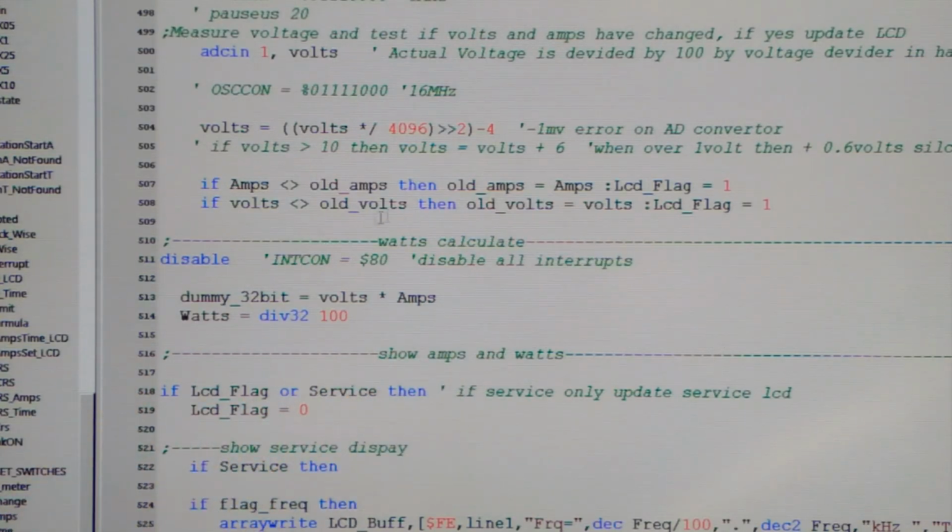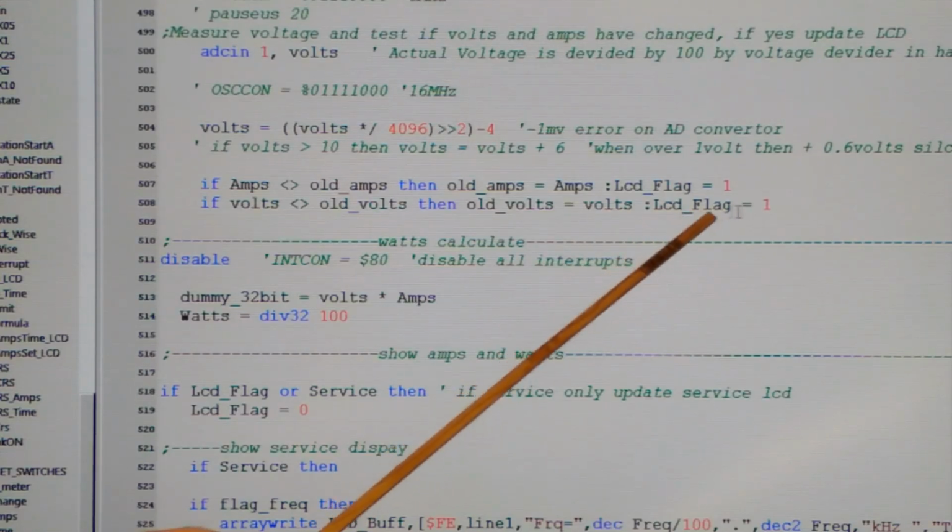So now, if it was 4 volts, the last value, and the new value is 3 volts, that means this if statement is going to be correct because it's not the same. It compared them together, comparison. Then save the 3 volts into the old volts because the old volts had 4 volts before. So now we put 3 volts in the old volts. And now I've got a flag here, LCD flag equals 1.